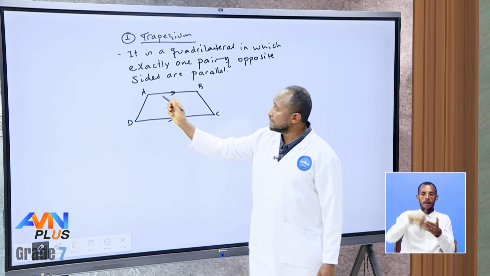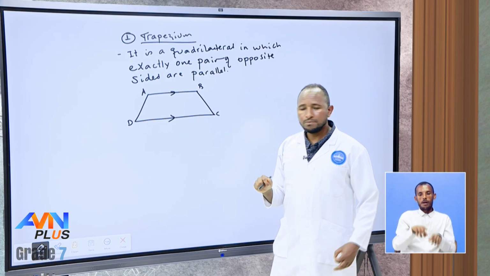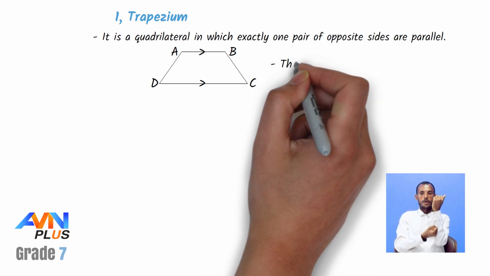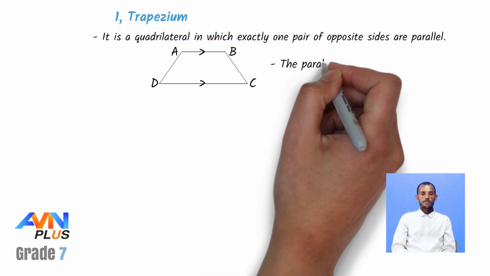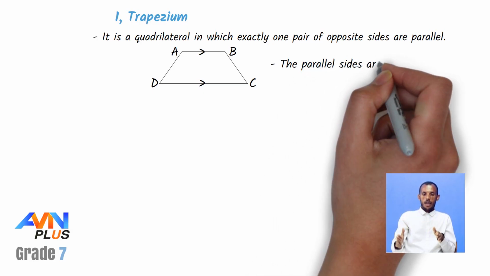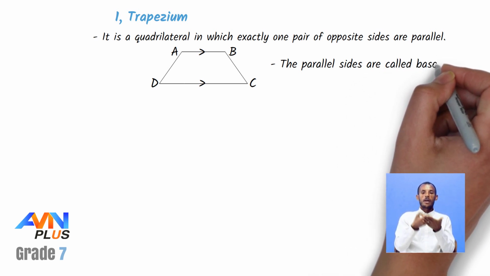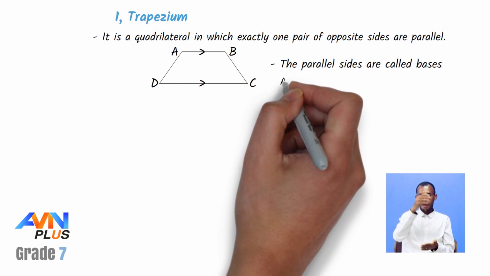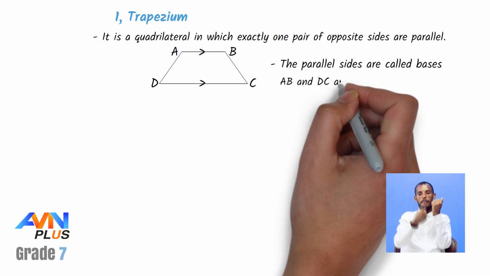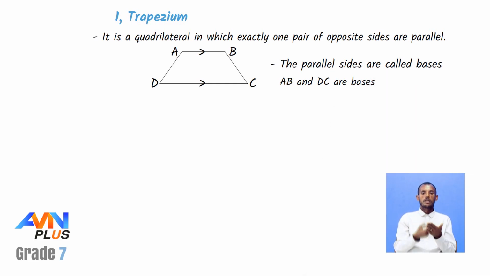Next, the two parallel sides of this trapezium are called bases. Here these two sides are parallel, they are called bases. AB and DC, these two parallel sides are bases.